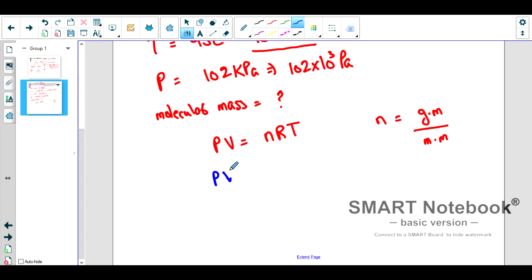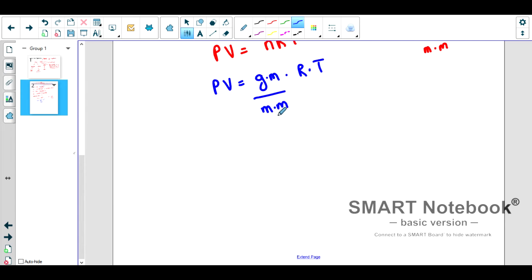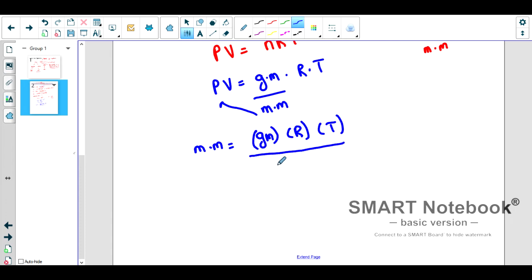How? We can write PV equals given mass into R into T over molar mass. What do we want to find here? We want to find the molar mass. So reshuffle the formula. Molar mass goes here, and this PV will come here. It will divide. So it will be given mass into R into T divided by P and V.